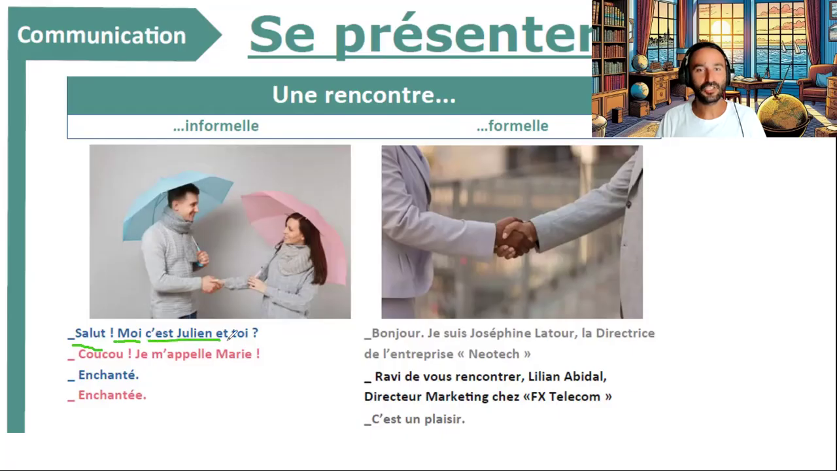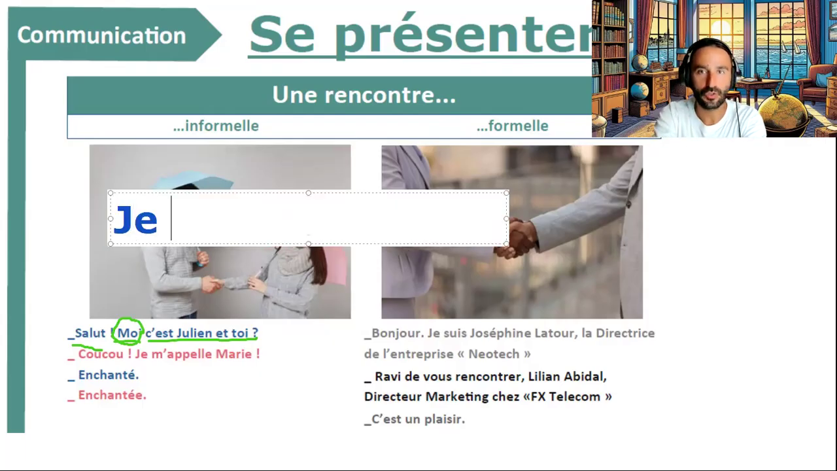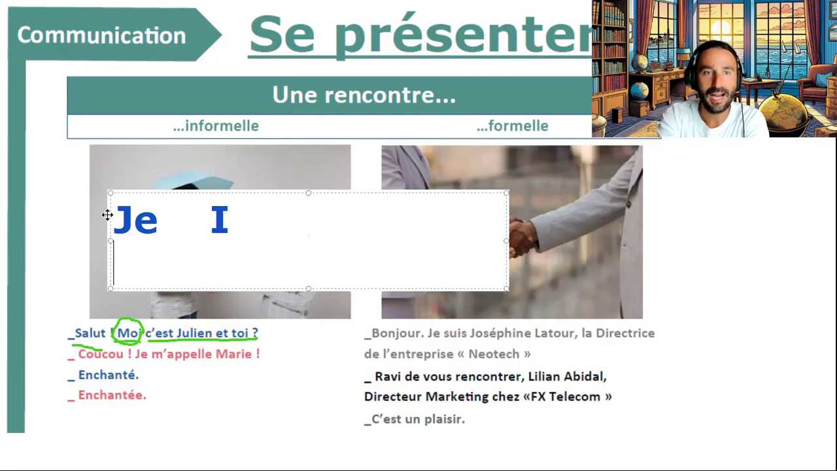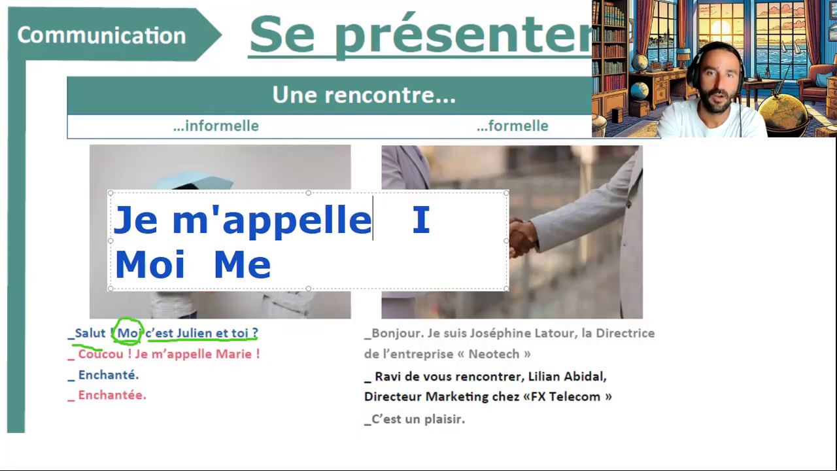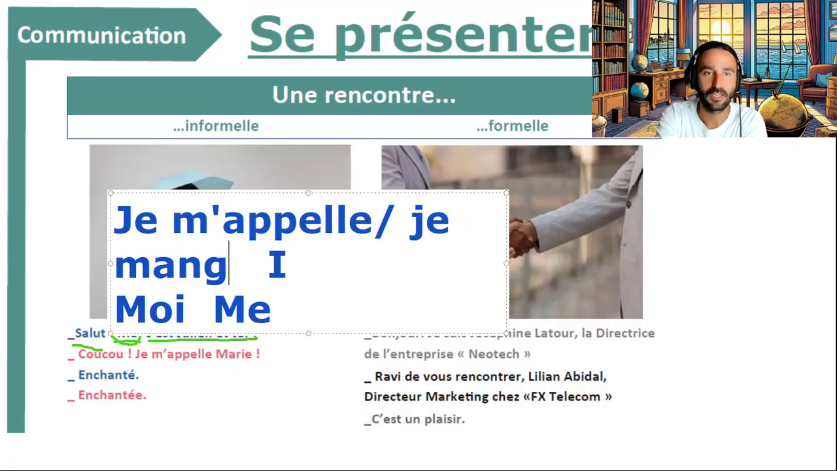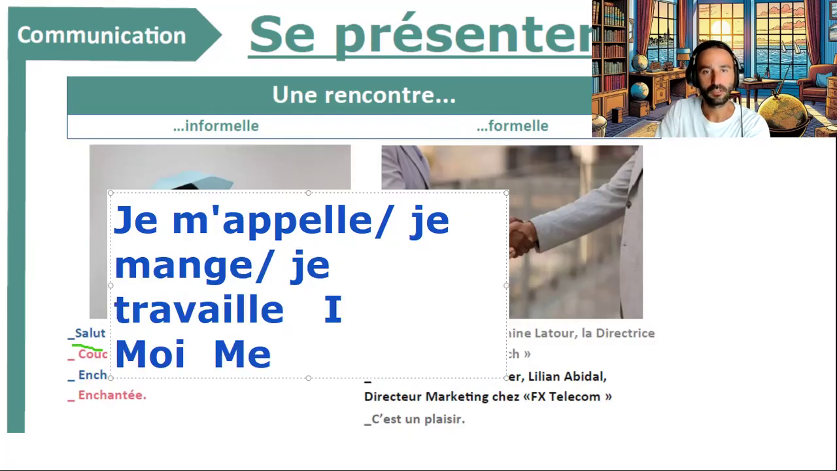Moi, c'est Julien. Et toi. Alors moi, it's like the me. Alors, in French, we have je, the subject, which means I, and we have also moi, which is the equivalent of me. Alors, je, we always use it with a verb. For example, je m'appelle. Or you can say je mange, I eat. Je travaille, I work. Okay? But moi, you can use it alone.